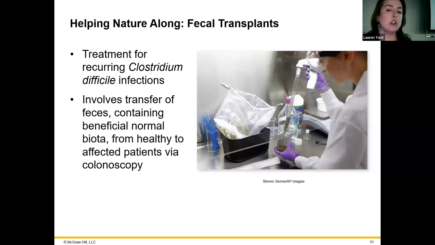They can clear out your biome and take a poop sample from somebody that you live close to. They usually want it to be someone you live close to because you're going to share biomes anyways. And then process it effectively. It's not just going to be straight up poop getting put into you, okay? They'll treat it. And then you go under anesthesia and get your little colonoscopy and they implant it that way. You don't have to drink a poop mixture or anything like that. So fecal transplants are very effective at replacing.